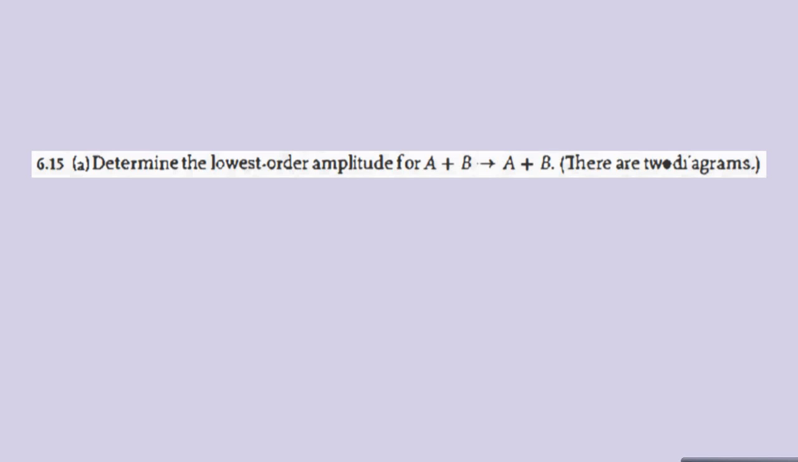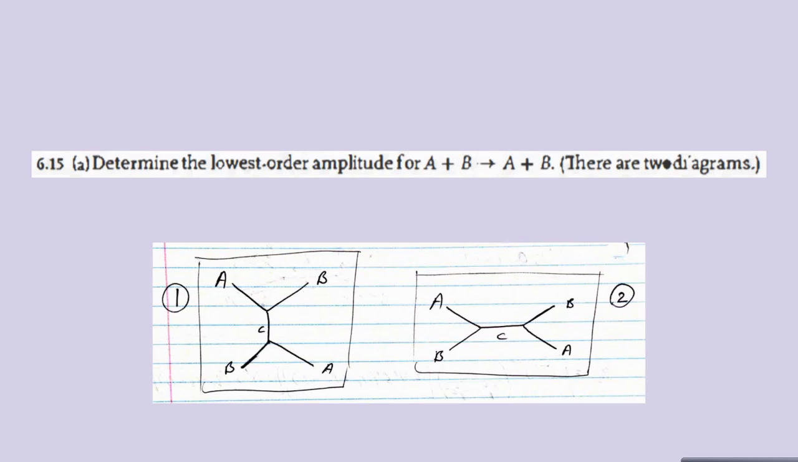So going into a brief description of the problem, it tells us that we have to determine the lowest order amplitude for the process A plus B to A plus B, which is a process in ABC theory. The problem tells us that there are two diagrams, and I went ahead and drew them right here. These are the diagrams that we'll be determining the lowest order amplitudes for.